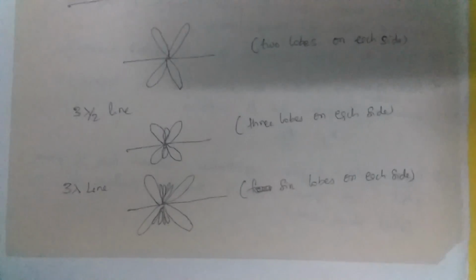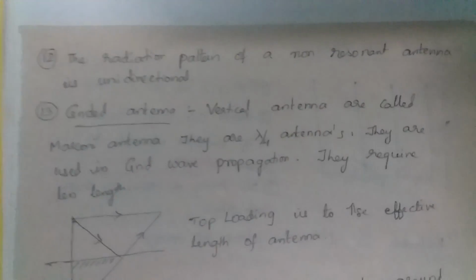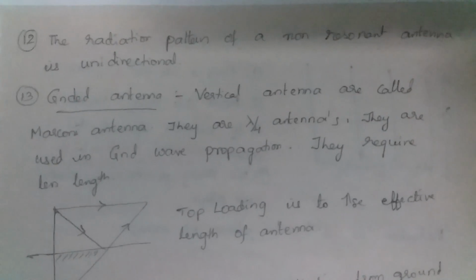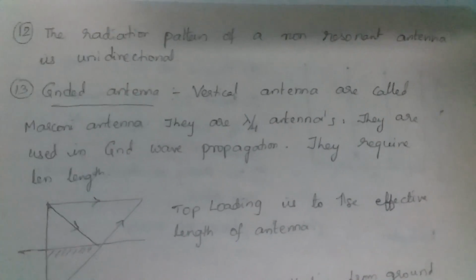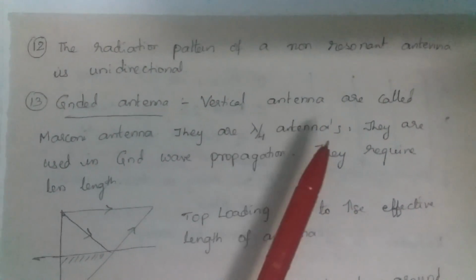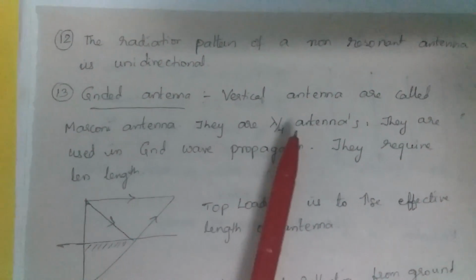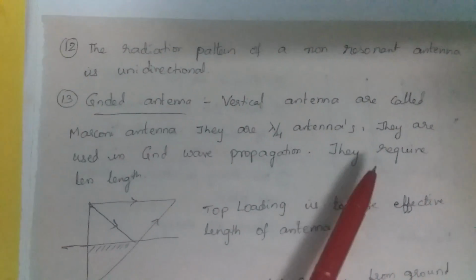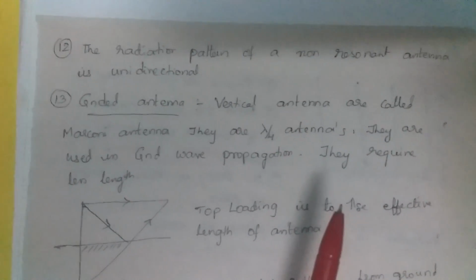Okay, now let's have a look at non-resonant antennas. So what are non-resonant antennas? The radiation pattern of a non-resonant antenna is unidirectional. Now we will see what grounded antennas are. Grounded antennas are also called vertical antennas. And they are also called Marconi antennas. They are lambda by 4 antennas. And these antennas are normally used in ground wave propagation.